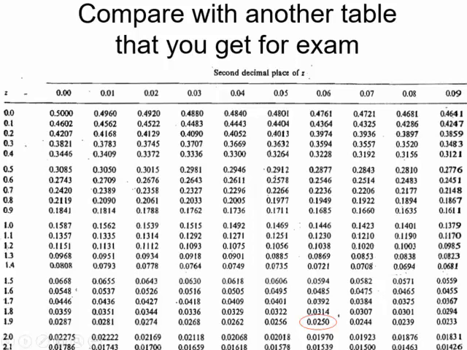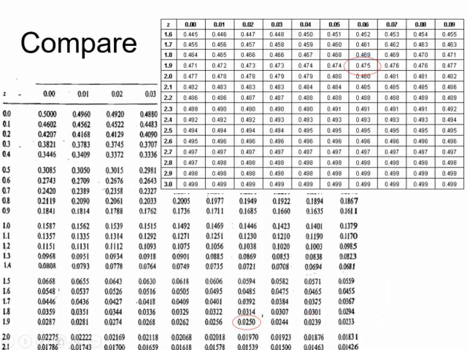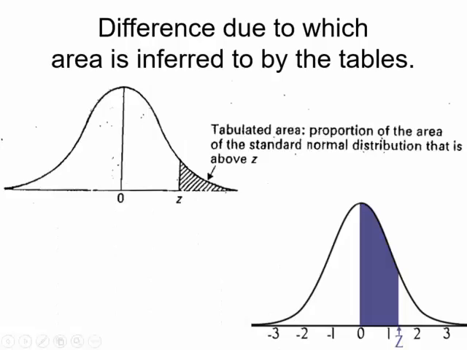For example, let's take this value, 1.96. The value is 0.025. So you compare. In the table I showed you just now, for 1.96 the value is 0.475. 0.475 plus 0.025 gives how much? 0.5. So in fact, it is the difference in the area that you darken. In the first one, the standard normal curve, this is the area that is darkened. In the exam table, this is the area that is darkened.